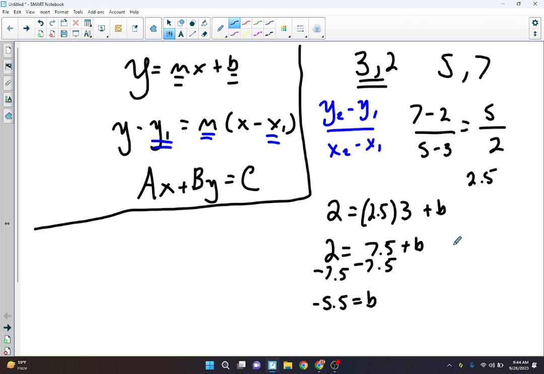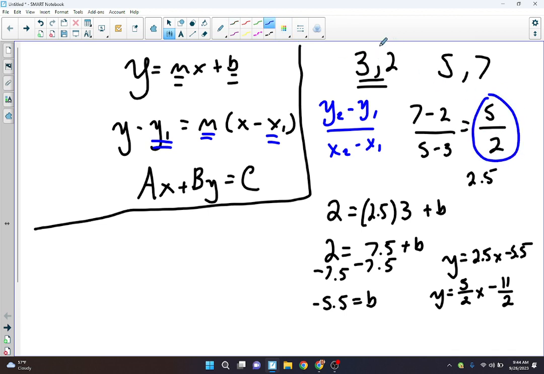So y equals 2.5x minus 5.5, or the same thing, y equals 5 halves x minus 11 halves. Okay, both are good. Now, this is in slope-intercept form. I might ask you to do it in point-slope form. That's a little easier because as soon as you find the slope, you just pick one of these points and plug it into this equation.